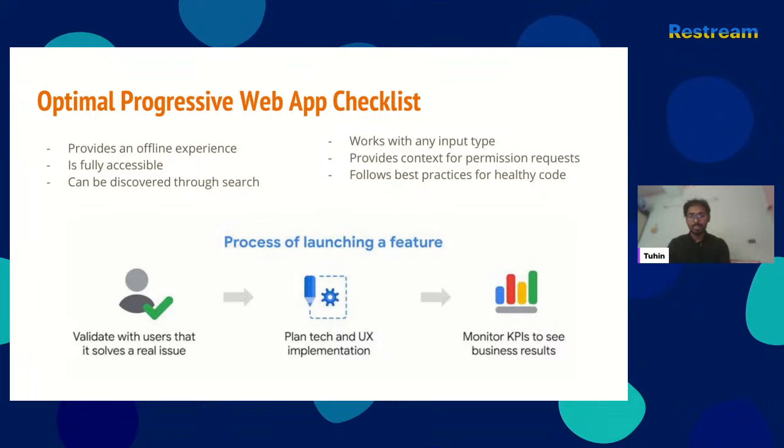But an optimal progressive application may have even more. It is fully accessible. It has good search engine optimization, so it is discovered through search. And that's one of the very interesting things of a progressive web application, right?